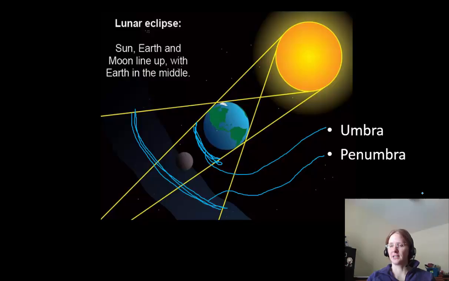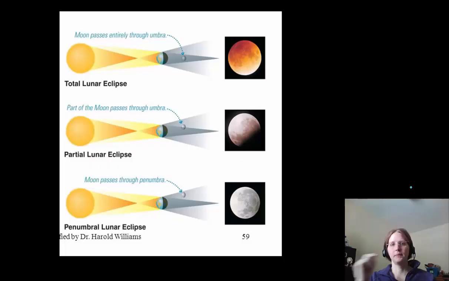So this is the overall geometry, Earth in the middle. If you look at this, take a second and think, what phase is the moon in right there? Sun, Earth, moon. It happens during full moon. A lunar eclipse can only happen during full moon. Okay. Kind of like solar eclipses, you can have different types of lunar eclipses just depending on the specific geometry.